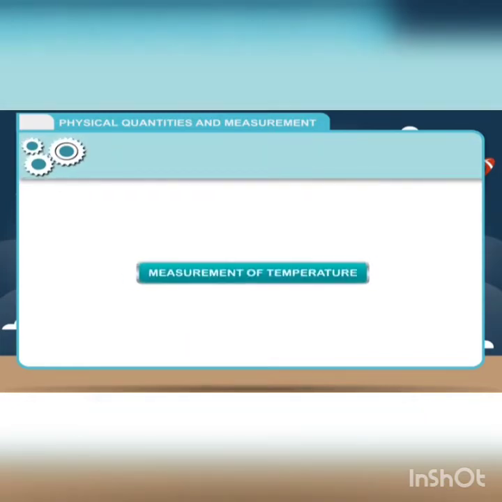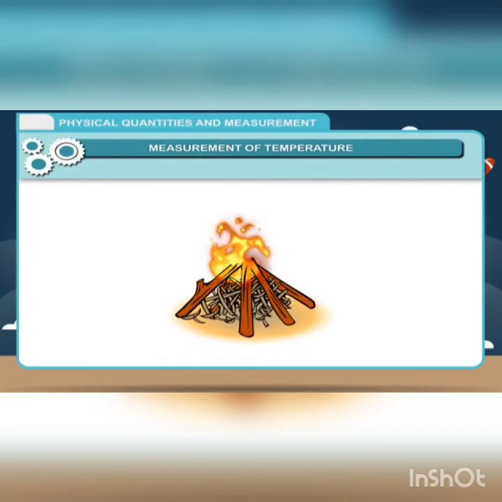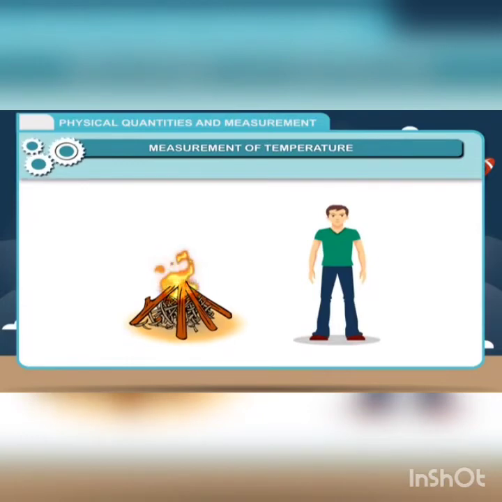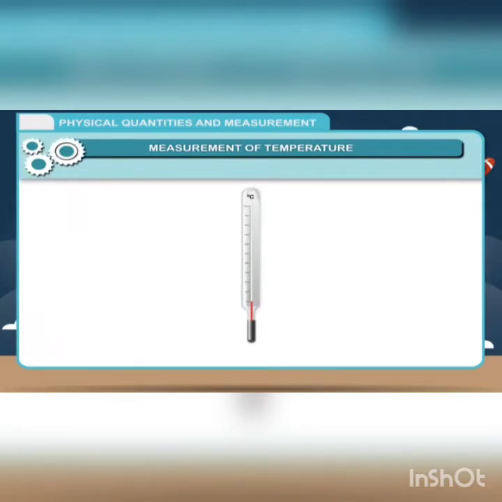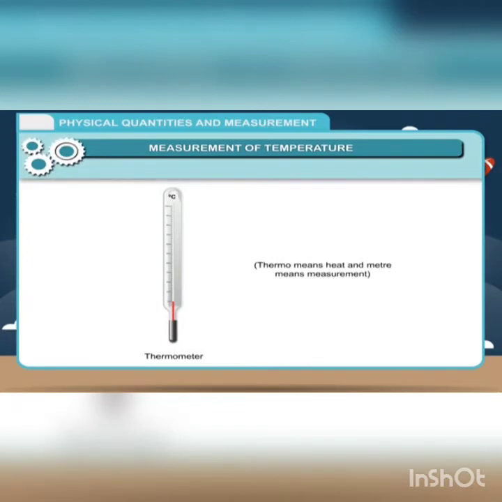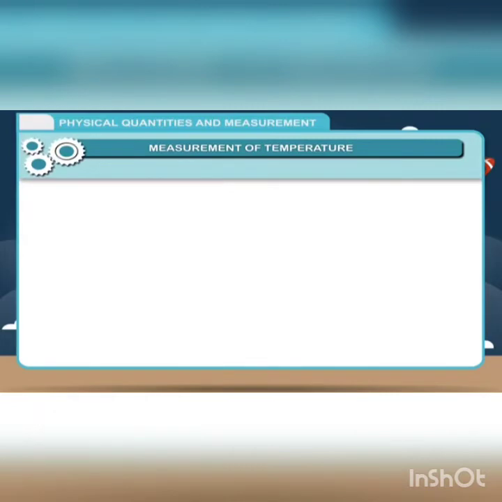Measurement of temperature. Temperature is defined as the degree of hotness or coldness of a body. We can feel the effect of heat when we sit near a hot body. The instrument which is used to measure the temperature of a substance is called a thermometer. Thermo means heat and meter means measurement. A thermometer works on the principle that a liquid expands on heating and contracts on cooling.